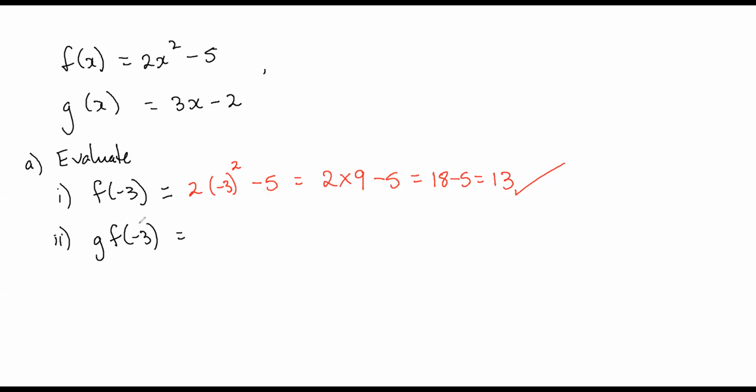Exactly, if f is already 13, right, then you're just finding g of 13. All right. So it's going to be 3 multiplied by 13 minus 2. Okay. And then that would be 39 minus 2, and then that would be 37.